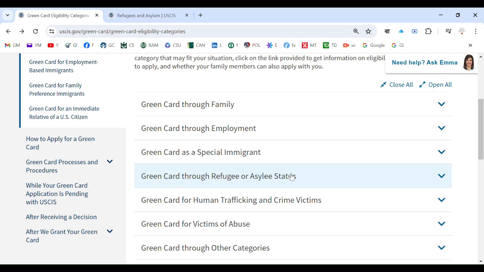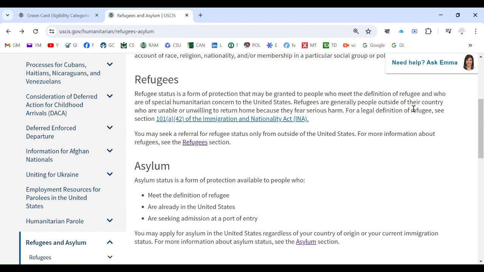Before I go deeper into the topic, I want to share with you the definition of refugee or asylee. What does USCIS mean by refugee? Refugee status is a form of protection that may be granted to people who meet the definition of refugee and who are of special humanitarian concern to the United States. Refugees are generally people outside of their country who are unable or unwilling to return home because they fear serious harm. For the legal definition of refugee, you can go and look at that definition there. You may seek a referral for refugee status only from outside of the United States. So there comes a factor: you have to be out of the United States to be able to apply for refugee status. For more information, go to the refugee section.